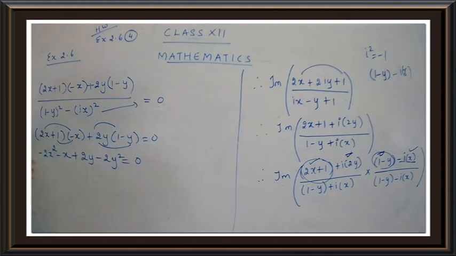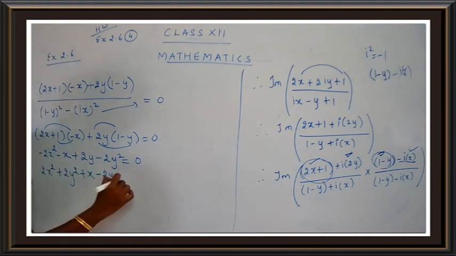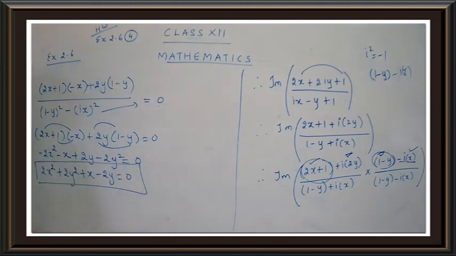Actually, this is not the required answer. We got the same terms but with a different sign. So try to change the sign. You have to just change the sign fully. I'll multiply by minus 1. So I get here 2x square plus 2y square plus x minus 2y is equal to 0. So that's the required answer. Yes children, so we got the required answer.